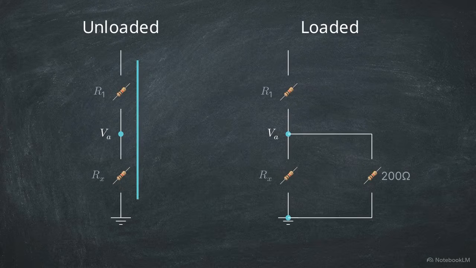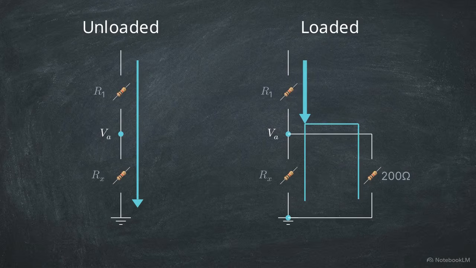In the unloaded circuit on the left, a single line of current flows straight down, but on the right, the current hits the junction at VA and splits. The basic divider equation strictly requires the exact same volume of current to flow through both the top and bottom resistors. The moment that current split to feed the 200-ohm load, the current flowing down through Rx became less than the current flowing through the top resistor.